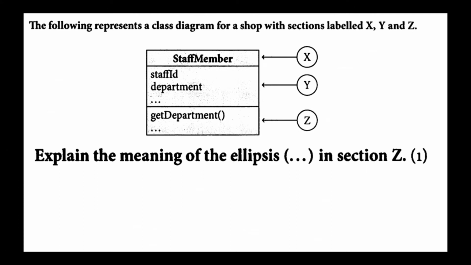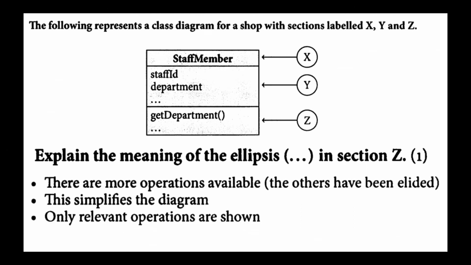Explain the meaning of the ellipsis in section Z. That is also in section Y, but just say it in section Z. So there are more operations available, the others have been left out. This simplifies the diagram, as only relevant operations are shown.